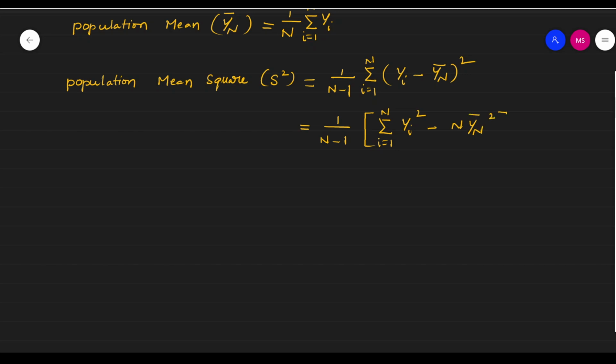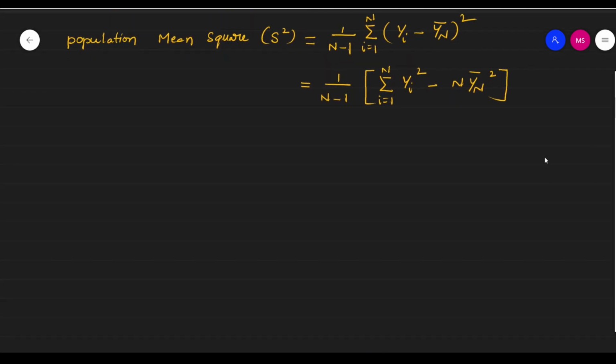The above formula can also be written in this form: 1 by N minus 1, summation running from 1 to N, Yi square minus N Y N bar square. This is the population mean square formula.